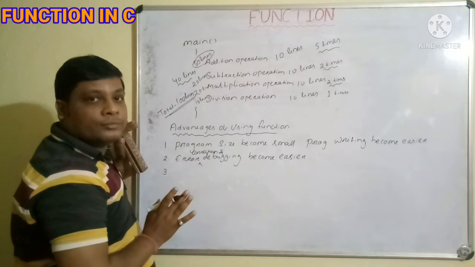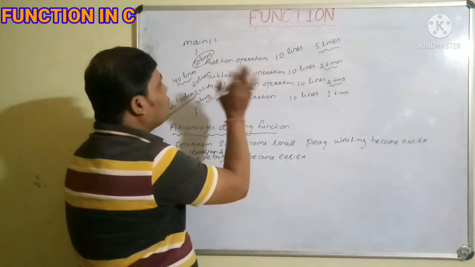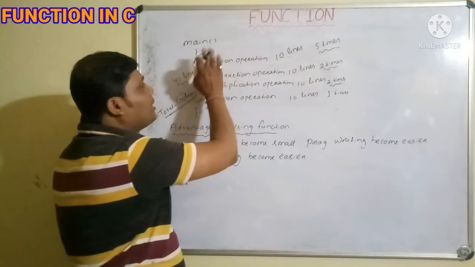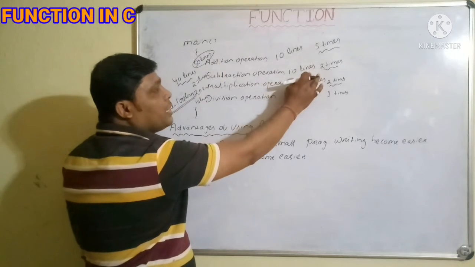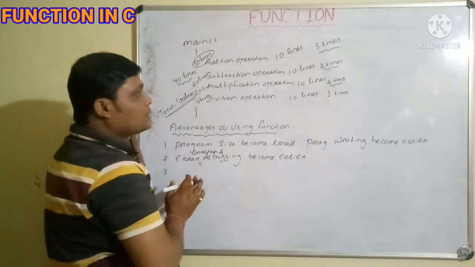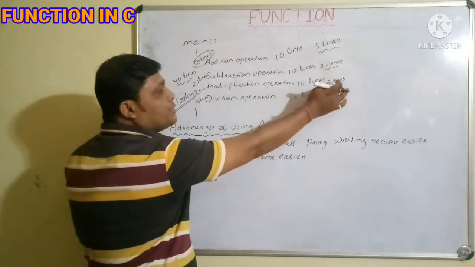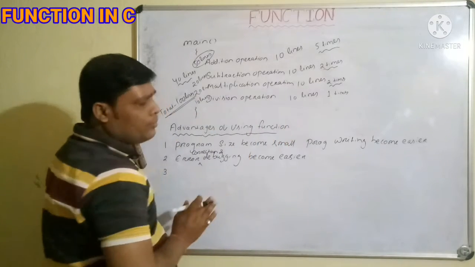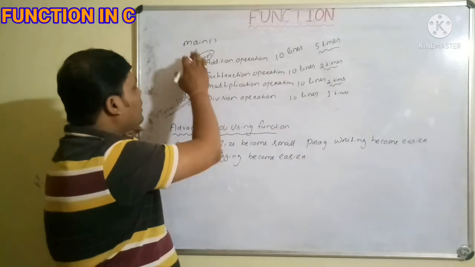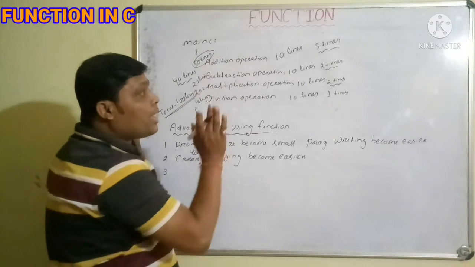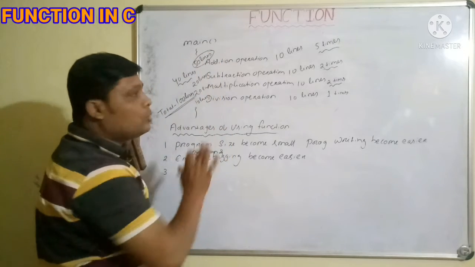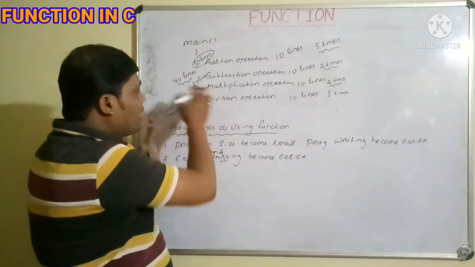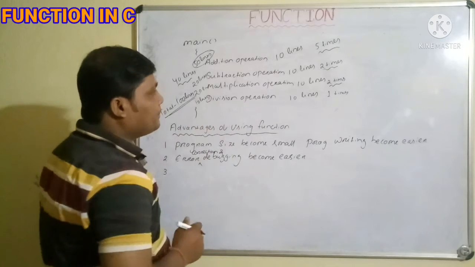Clear? Any doubt? Suppose I want to perform the addition operation 5 times. 10 lines each, so 50 lines of code. Subtraction operation 10 lines, 2 times, then 20 lines. Then multiplication 10 lines, 2 times, then it will be 20 lines. Same for division, suppose 1 time, this is 10 lines. Total 100 lines I have to write if I am not using any function and only the main function is there. Clear? So, if I am using functions, then what will happen?